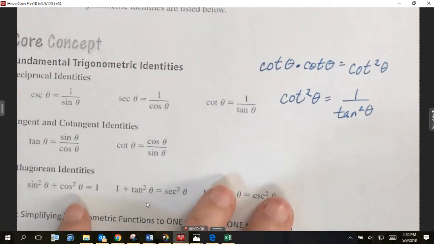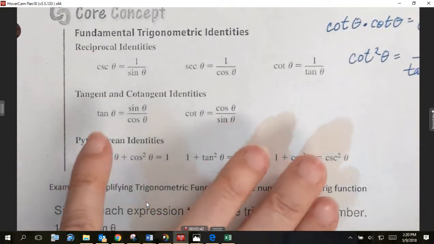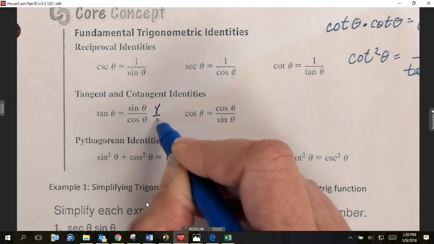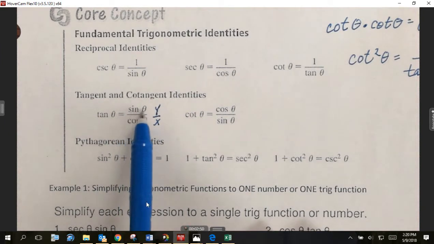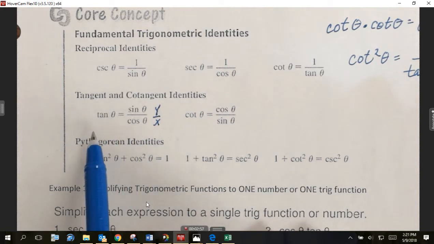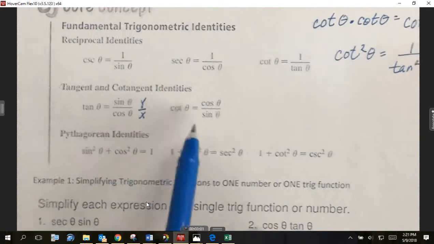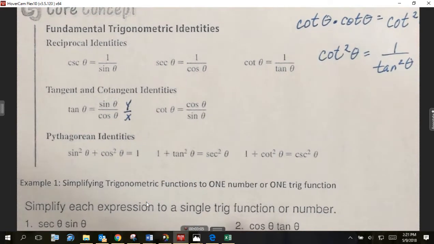There's two more identities which you should kind of know. Tangent and cotangent identities. We know that tangent is y over x. So sine of theta divided by cosine of theta is the same thing as y over x, which is the same thing as tangent theta. So tangent theta is the same thing as sine over cosine theta. Just like that, cotangent theta is the same thing as cosine theta over sine theta, or x over y.